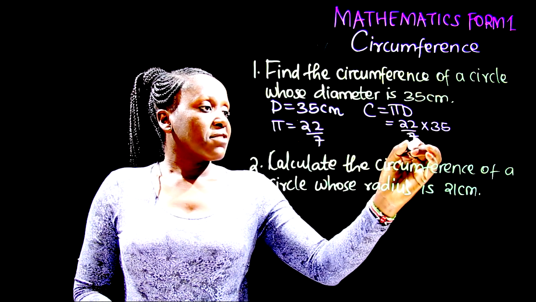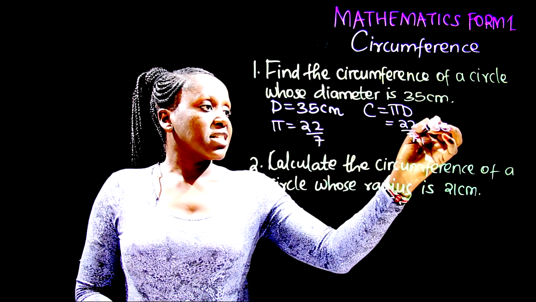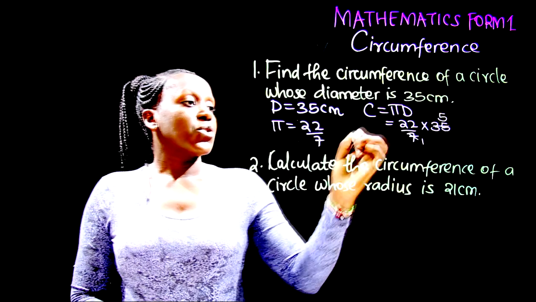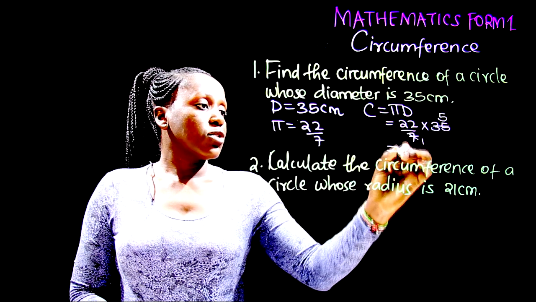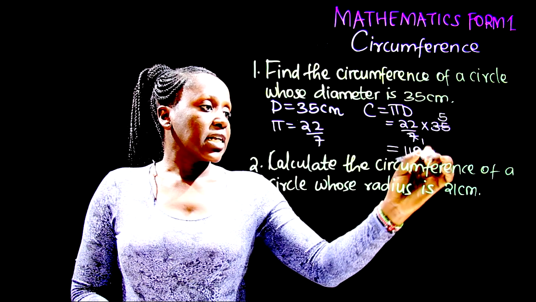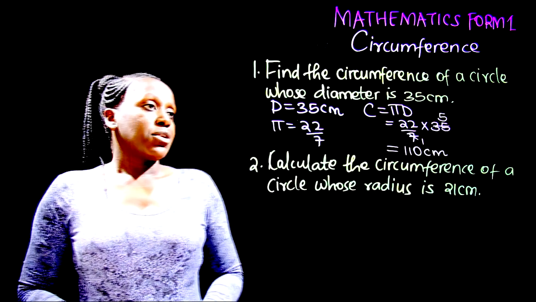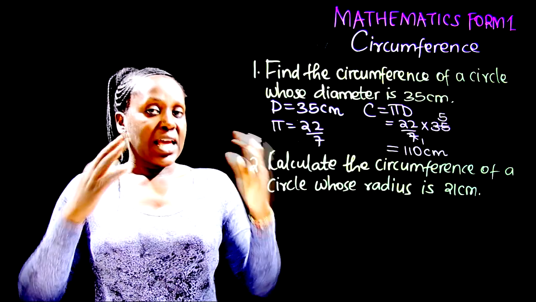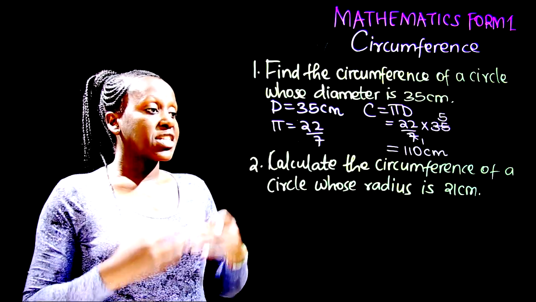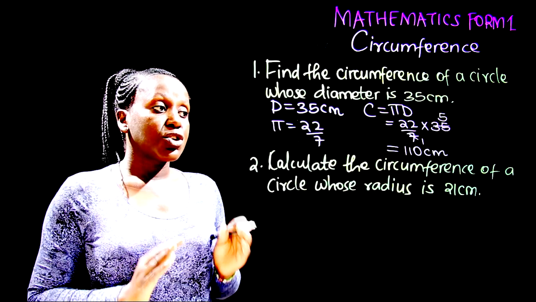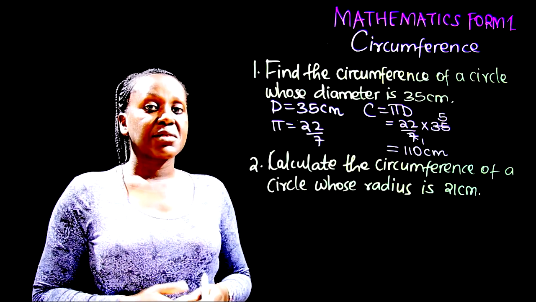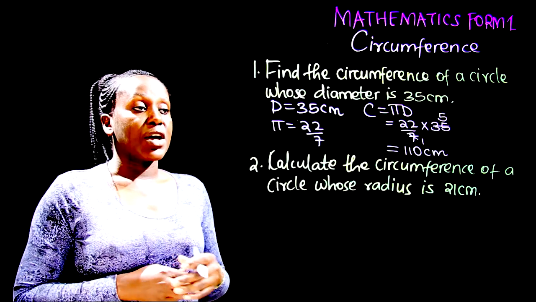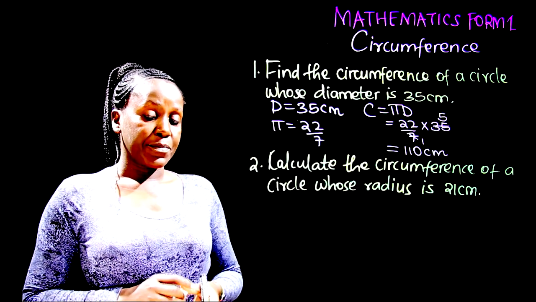So divide by 7, we obtain 1. Divide by 7, we obtain 5. So now we have 22 times 5, which is equal to 110 centimeters. Now remember that circumference is a length. So the units are not squared, they are not cubed, they are just centimeters if you are working with centimeters, or meters if you are working with meters, and so on.